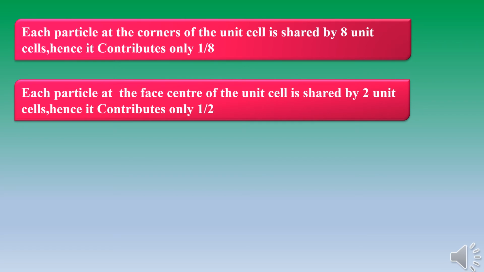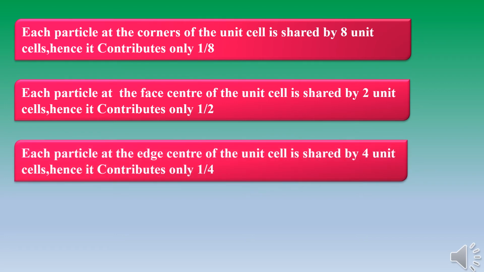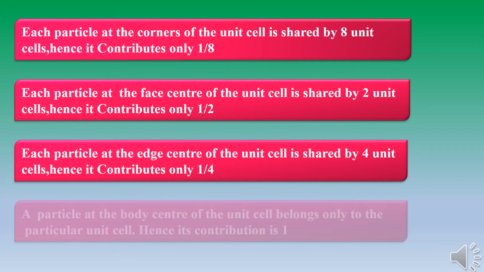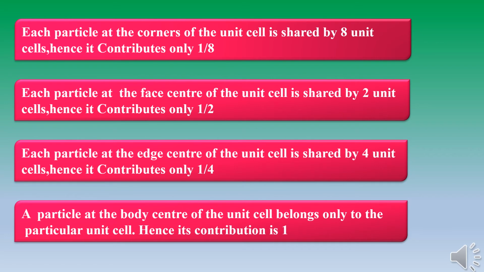Second position is face centered position. If the atom is at the face center, it will be shared by 2 other unit cells. Hence, it contributes only 1 by 2. Other possibility is the atom is at the edge center. If the atom is at the edge center, it is equally shared by other 4 unit cells. So its contribution is only 1 by 4. Last possibility is the body centered atom. It belongs to only one unit cell, hence it contributes one full atom towards one unit cell.